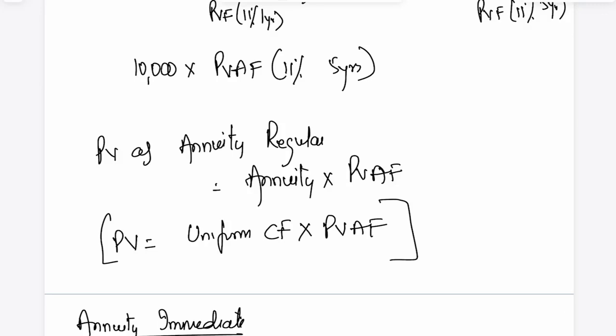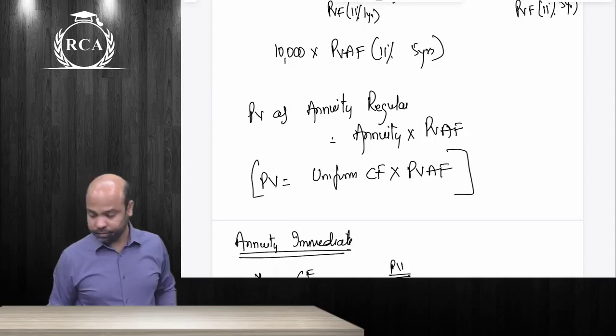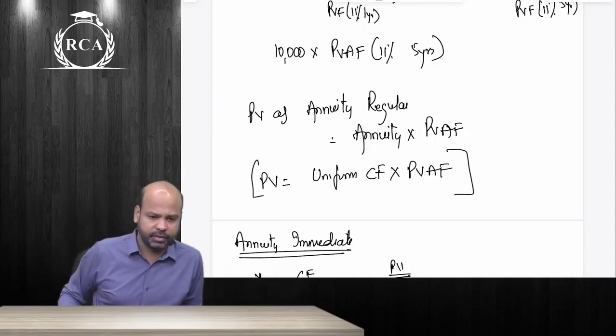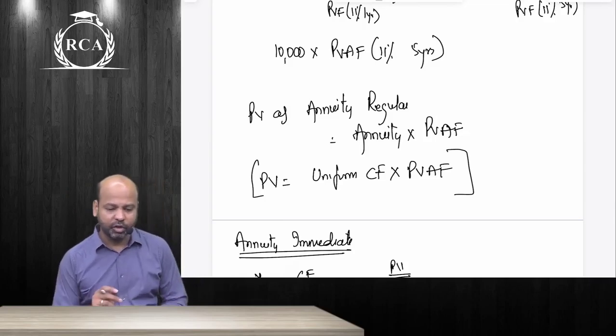That present value of annuity regular is equal to annuity amount into PVAF. So if the cash flows are uniform, you directly write uniform cash flow multiplied by present value annuity factor to compute the present value of those cash flows. Are we all done, guys? Yes or no? So that was present value of annuity regular.